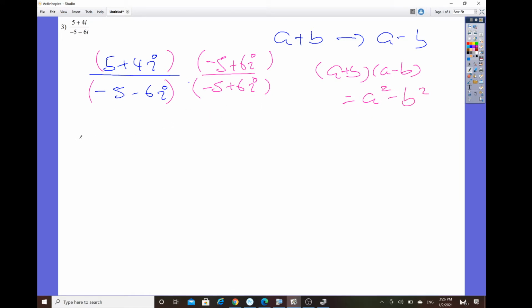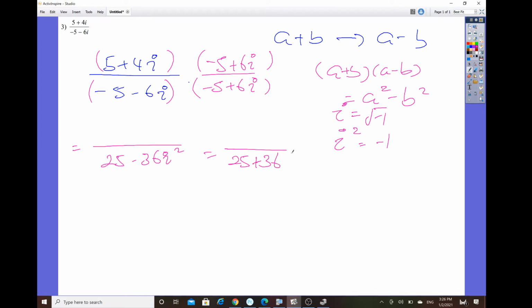Using that difference of 2 squares pattern, we have 25 minus 6i times -6i, which would be -36i. Negative times positive, so that would be minus 36i squared. We know that i squared is -1, because i is considered the square root of -1. So the denominator turns out to be 25 plus 36.